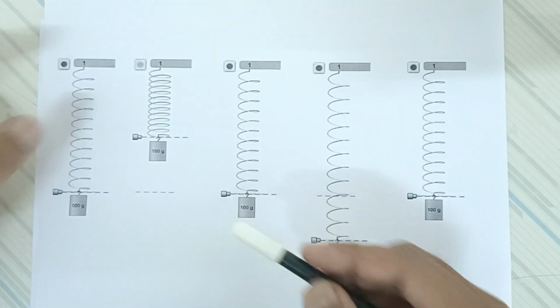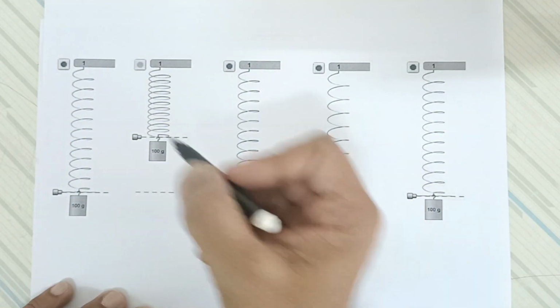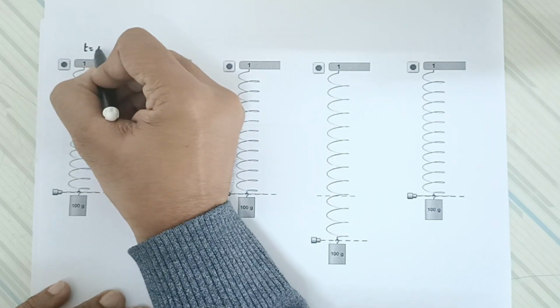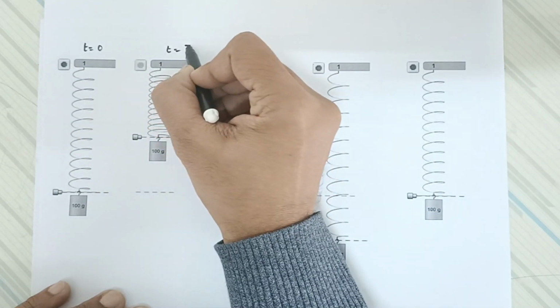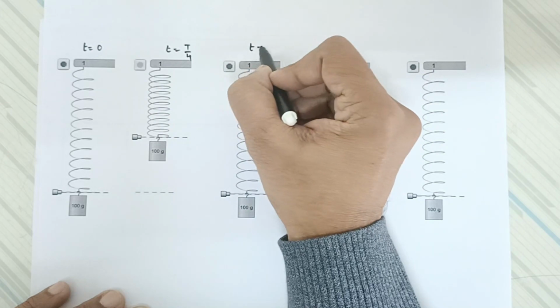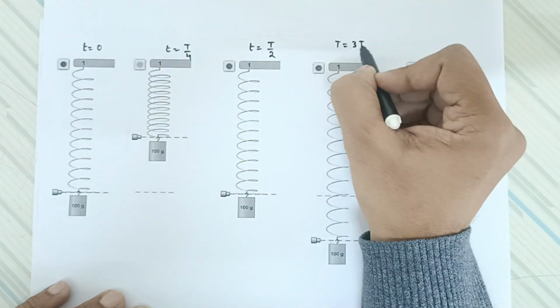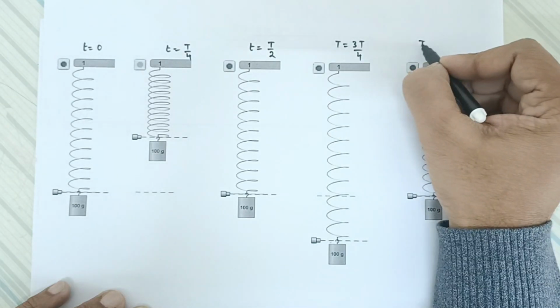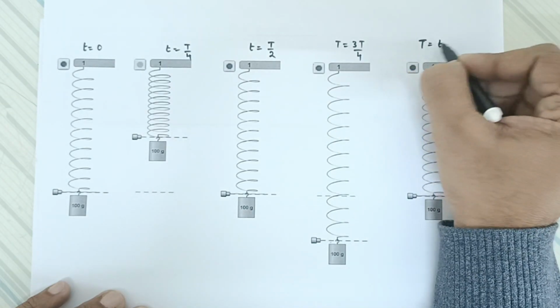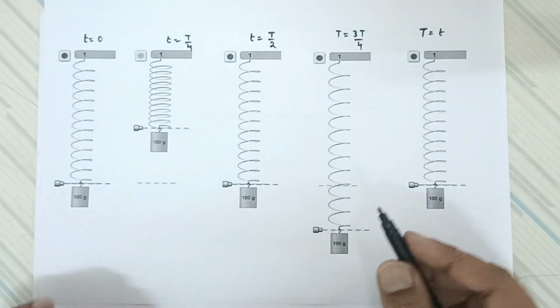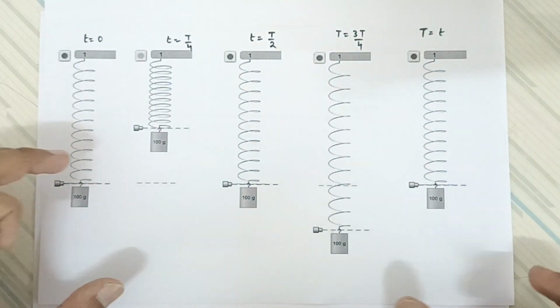Now again I will make a point that here time is equal to 0. This is 1/4 oscillation. This is half the oscillation. This is 3/4 of the oscillation, and this is one complete oscillation. Right? We need to investigate the different values of acceleration.